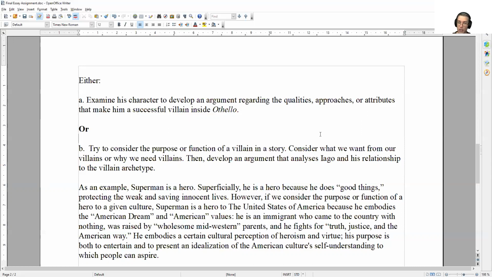He is an immigrant who came to the country with nothing. He was raised by wholesome Midwestern parents, and he fights for truth, justice, and the American way. So when people look at Superman, they see an instantiation, an embodiment of American values, and that's what makes him a hero specifically to this particular culture. In this sense, what is it that makes Iago an effective villain? What does it tell us about the societal presumptions or preoccupations of Shakespeare's era, or the cultural values that he is reflecting on that make Iago so effective and horrifying a villain to them?